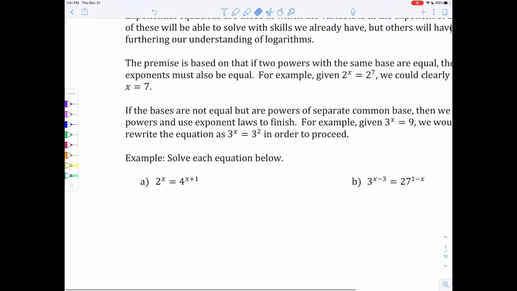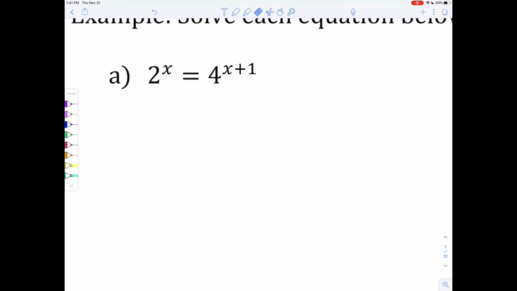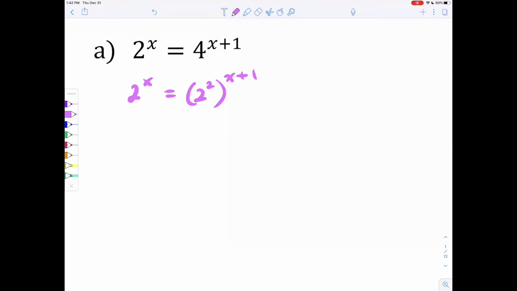In a case like this, we don't have the same base, but fortunately, 4 is a power of 2, and we can rewrite this so that a common base does exist. So if I were to tackle this, I'd keep this as 2 to the x, and I'd change this 4 into a 2 squared. So 4 to the power of x plus 1 is what was on the right side. Using exponent laws, I can simplify this a bit, and I can say that 2 to the x is equal to 2 to the power of 2x plus 2. Since power of a power means we're multiplying the exponents, that's all that I've done there.